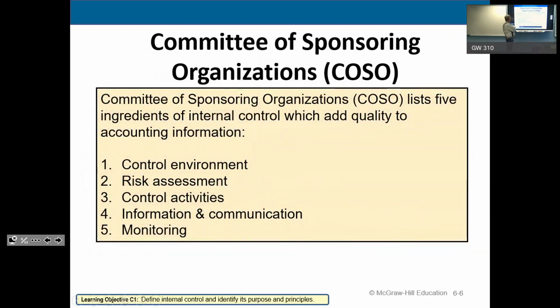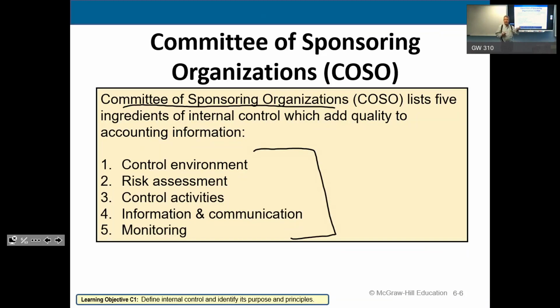The Committee of Sponsoring Organizations lists 5 ingredients of internal control which add quality to accounting information. Who are these people? I don't know, maybe the Club of Rome. This is just a metric. This is sort of the way the academic world looks at this. It's a good framework for doing something. That's what you learn in college. You learn, hey, I learned this framework to look at internal controls, and it was a useful framework, so I'm going to use it. And you can think, SWOT works.